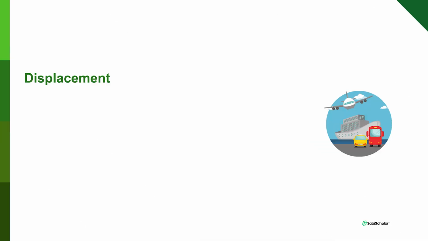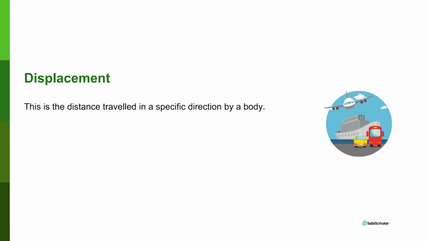Finally, we have displacement. Displacement is distance traveled in a specific direction by a body. So displacement is distance, but displacement has a specific direction. It's just like saying I walk 5 meters to my right. Okay, by saying that I've specified the distance I've walked, 5 meters, and I've specified the direction, to my right. So displacement is a vector quantity because it has direction involved, right? And the SI unit of displacement is meter, just like that of distance.